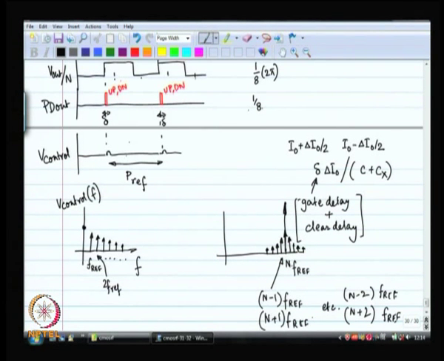Now, the good news is that the bandwidth of the loop is a fraction of F ref, which means that within this bandwidth, it is F ref by 10. In that bandwidth, the output is going to mimic the reference oscillator. Outside that bandwidth, whatever else could possibly happen is going to happen. This is what is going to happen. So, nothing is going to get filtered outside the bandwidth of the loop.